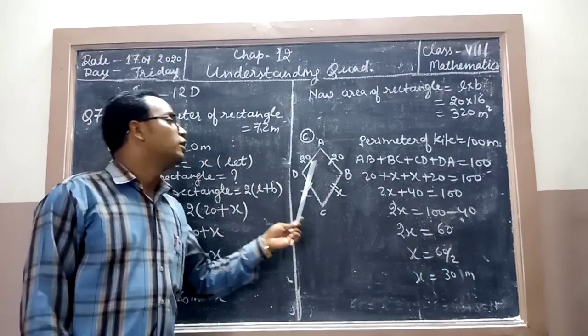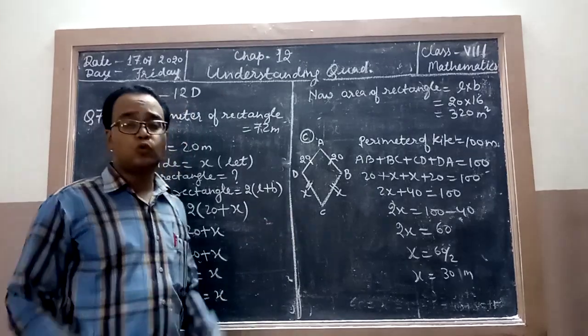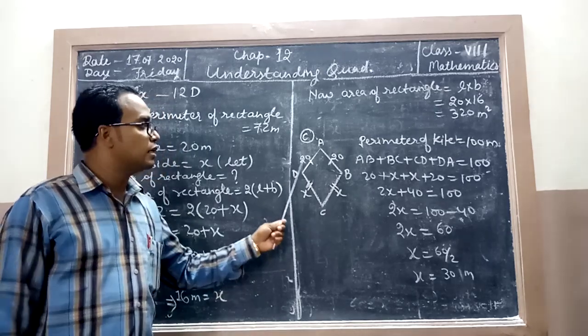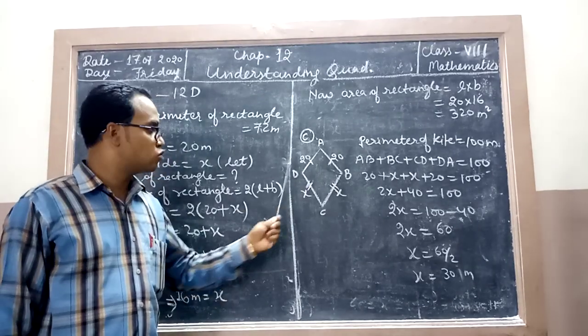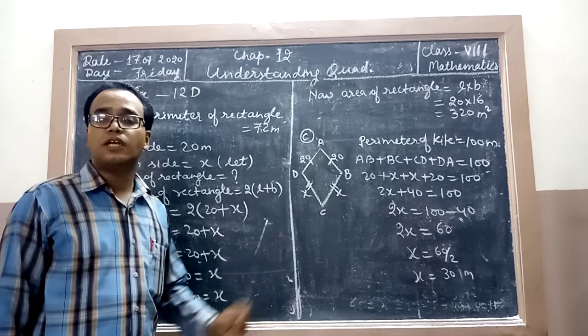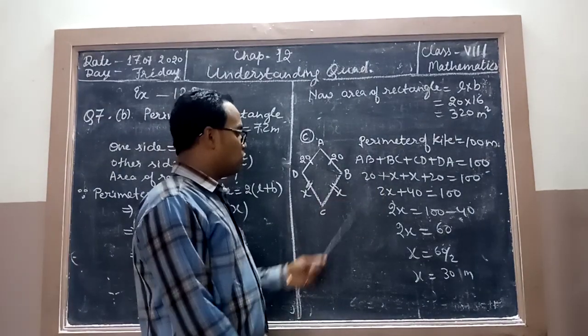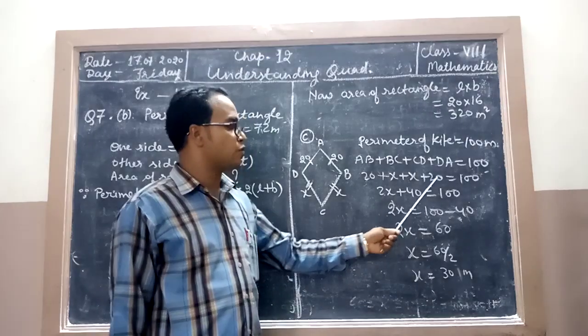As you know, two distinct pairs of sides of a kite are equal. Two distinct pairs means one pair is 20, then AB is also 20. These two sides are equal, and those two sides are equal. So AB plus BC plus CD plus DA equals 100. Now substitute the values: 20 plus x plus x plus 20 equals 100.